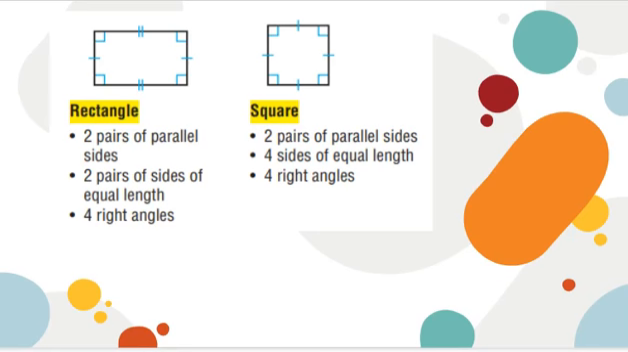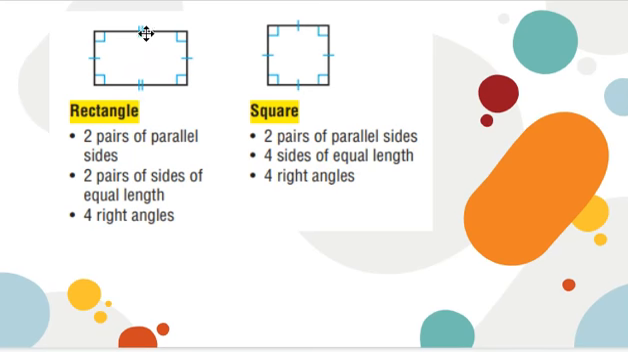Let's continue on. These are some classic shapes that you have encountered throughout your time in schooling, throughout your life. They are all around us. We have rectangles and squares. Now, the only difference between a rectangle and a square is that a rectangle tends to have two pairs of sides of equal length, while a square has sides that are all equal.